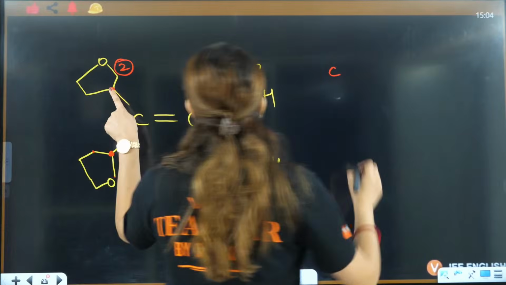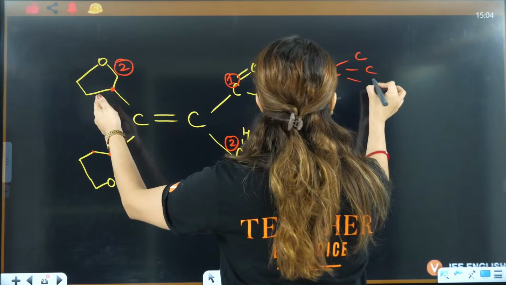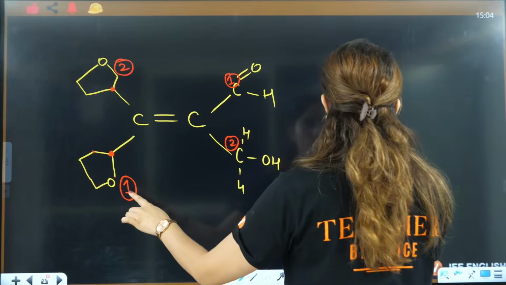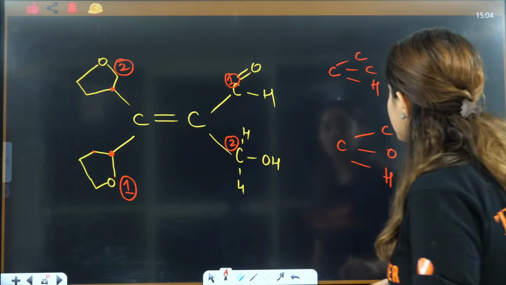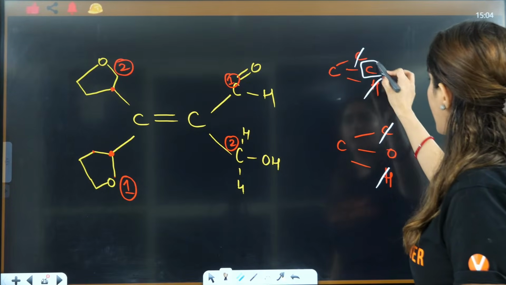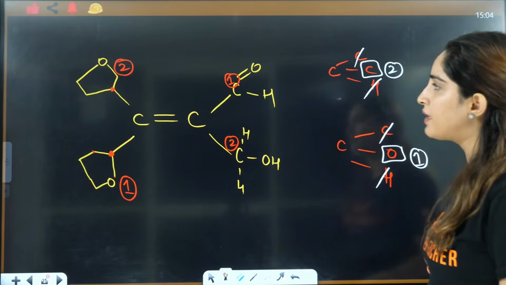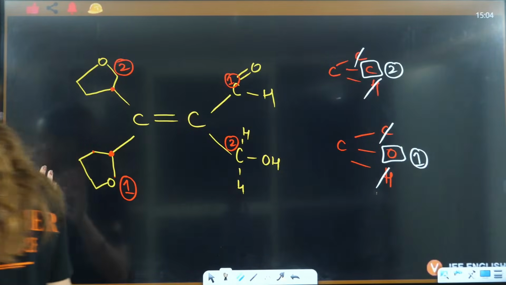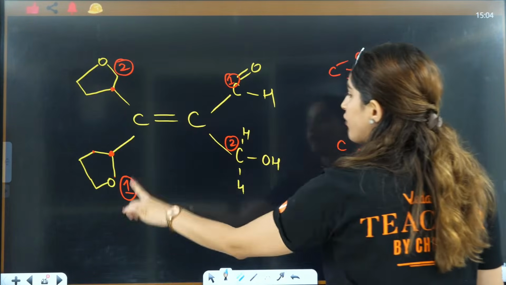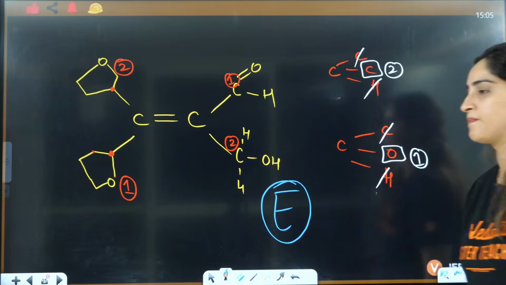Got it now? This carbon is connected to 1 carbon, another carbon, there will be 1 hydrogen here. This carbon is connected to 1 carbon, another oxygen, and 1 hydrogen. So obviously when you cancel it, carbon, carbon, hydrogen, hydrogen, this is carbon, this is oxygen. So this will have more priority as compared to this one. So that is the reason this will be the sequence, and when you draw it, this is 2, 1, 1, 2. So that is why it's an E configuration, right?